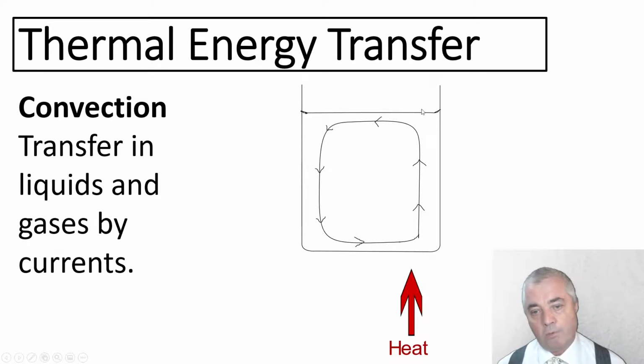Here's a beaker of water. It's being heated underneath by, say, a Bunsen burner. The water here is warmed up, so it starts to rise. When it gets to the top of the beaker, it can't rise anymore, so it spreads out. And then it cools slightly, so it starts to fall again. And then what's happening here is more water is moving in to take the place of the water that's risen. So that is how thermal energy is transferred by convection.